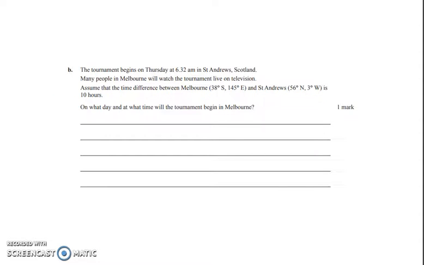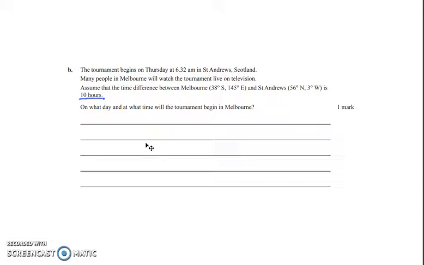The most important thing here is that they've actually given you the time difference, which is 10 hours. If they didn't give you that time difference, you could use that 15 degrees is worth 1 hour and then work out the time difference. But they've saved some time here by giving you that, and plus, because it's only a 1 mark question. If it was 2 marks, 1 mark would probably be worth finding out what the time difference is.